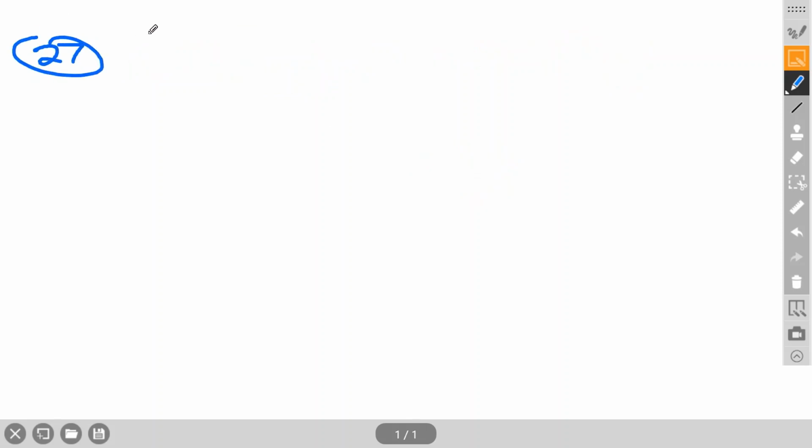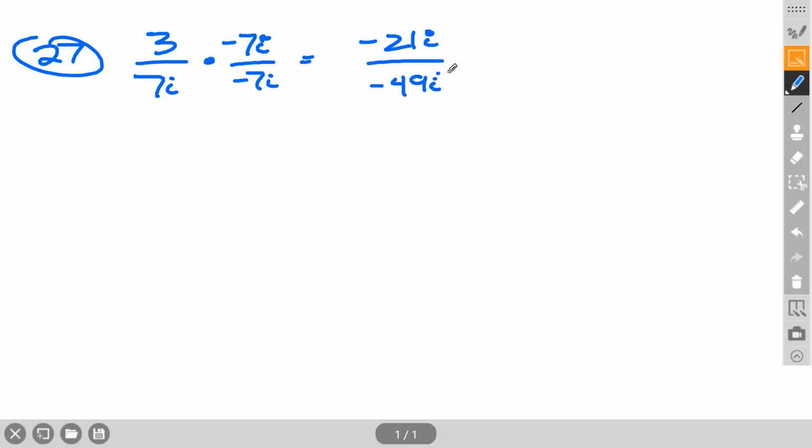27, 3 over 7i. This is division, so I need to multiply by the complex conjugate, which is negative 7i. So I multiply the top and bottom by the conjugate of the denominator. So on the top I got negative 21i, and on the bottom I have negative 49i squared. But i squared is just negative 1, so this is negative 21i over 49. And that is about as simplified as I can go here.